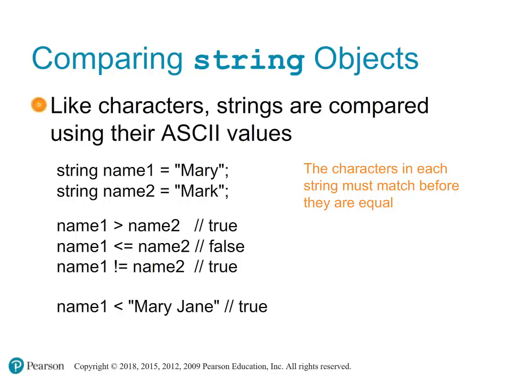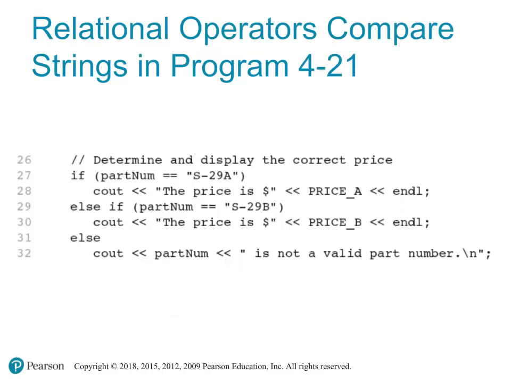Name1 less than Mary Jane is true because Mary is lexicographically smaller than Mary Jane. The comparison stops as soon as the difference is found, and in this case, Mary ends before Mary Jane. This code demonstrates how to determine and display the correct price for a part based on its part number using if-else-if statements.